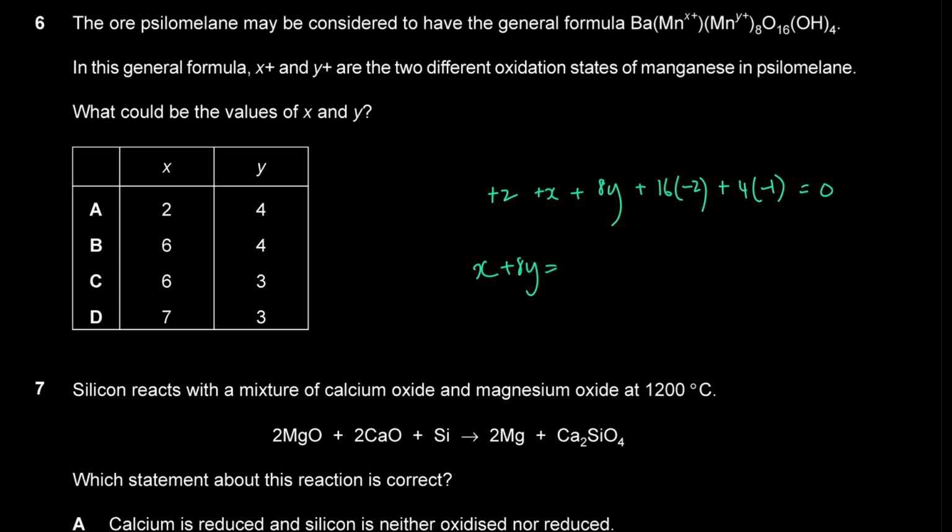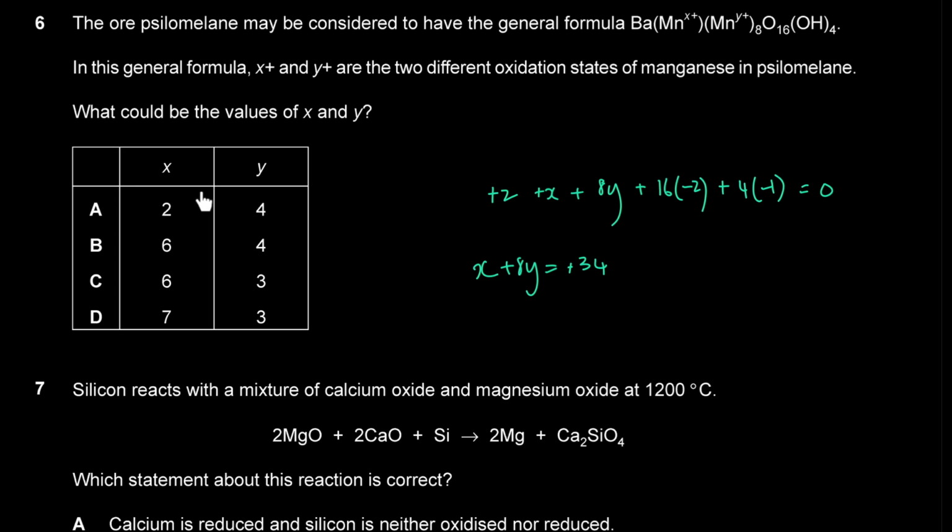in this compound. And that is equal to 2 plus 16 times negative 2. So that would be, we have 2 minus 32, that's negative 30, and then we have negative 34. So we have X plus 8Y minus 34 is equal to 0. That means X plus 8Y is equal to positive 34.